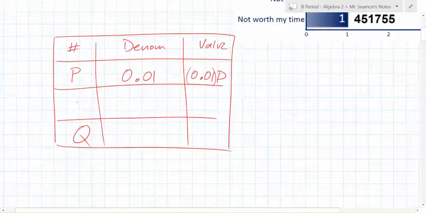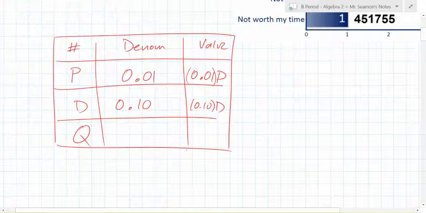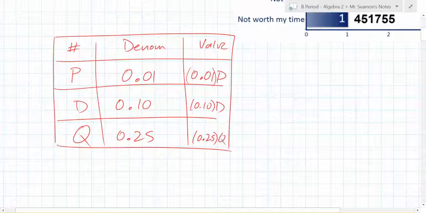So we have dimes here. What's the value there? 10 cents. So it's going to be 0.10 times the number of dimes. What about quarters? 0.25. And what's that going to be? 0.25 times the quarters. Is that correct? Yep. Nice.